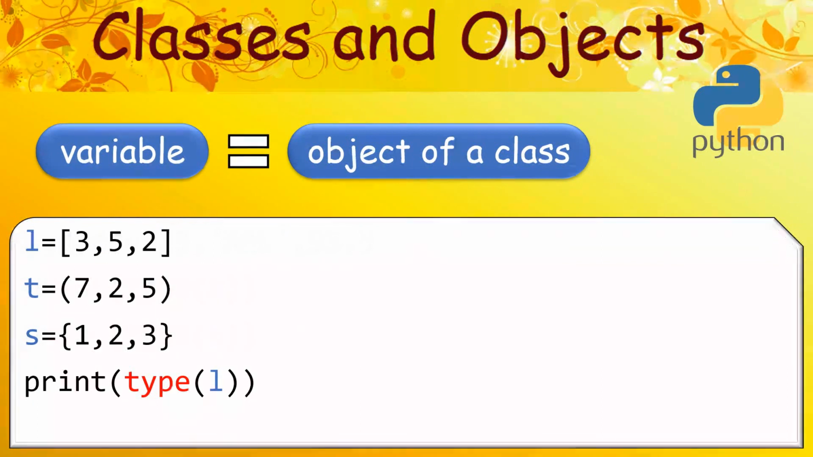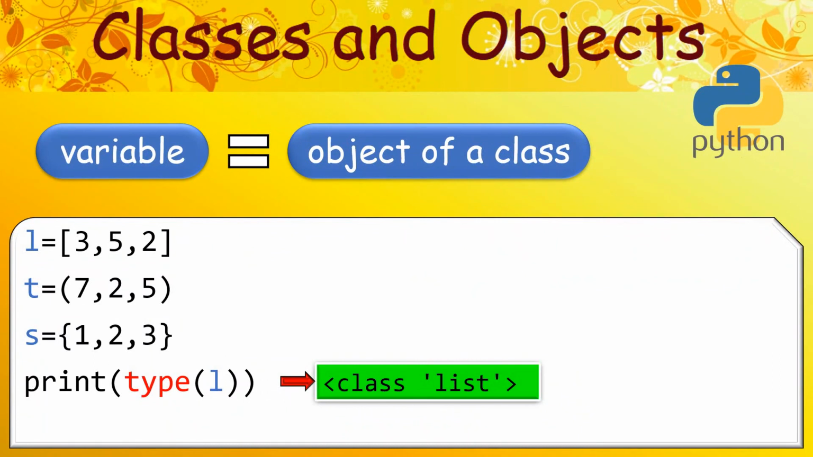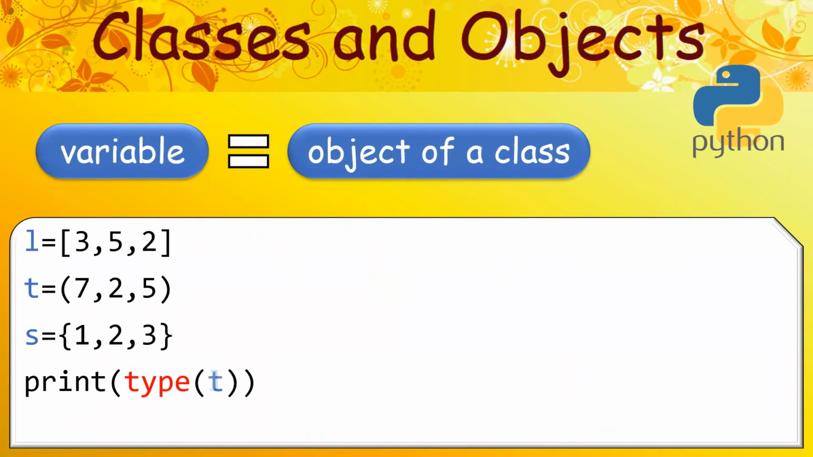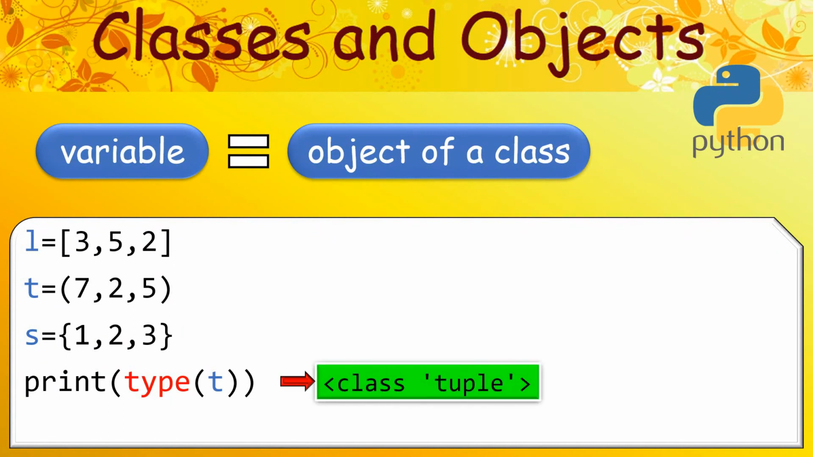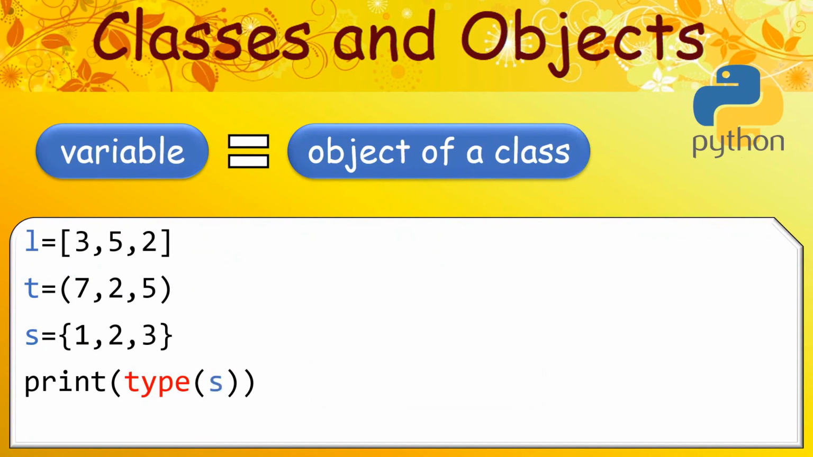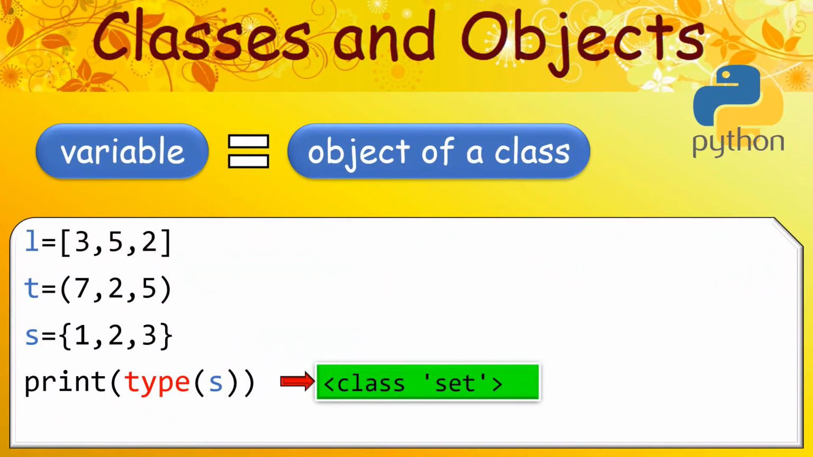Similarly, type of L gives class list. List object L is an object of class list. Type of T is class tuple. The object T is created from the class tuple. Type of S is class set. The variable S is an object of class set.